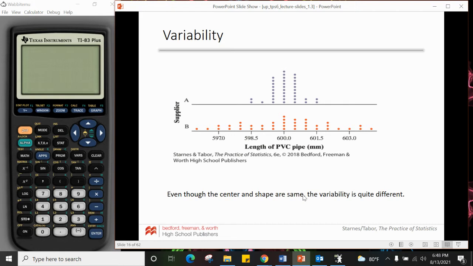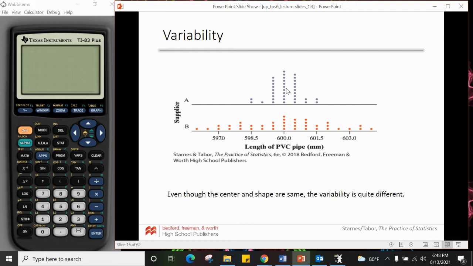So we talked a lot about the center here. And here are two distributions, distribution A and distribution B. You could see their centers are the same here. They're both right around 600. And they're both kind of symmetric. So if you just looked at center and shape, you would say these two distributions are the same.